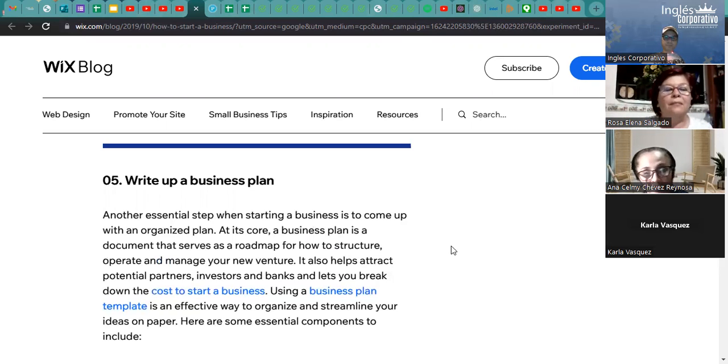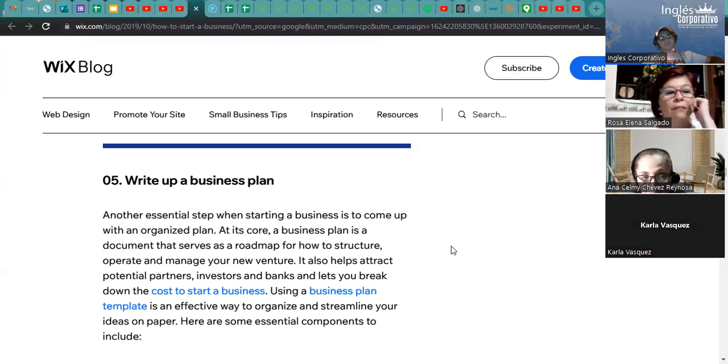Write up a business plan. Another essential step when starting a business is coming up with an organized plan. At its core, a business plan is a document that serves as a roadmap for how to structure, operate, and manage your new venture. It also helps attract potential partners, investors, and banks, and lets you break down the cost to start a business.